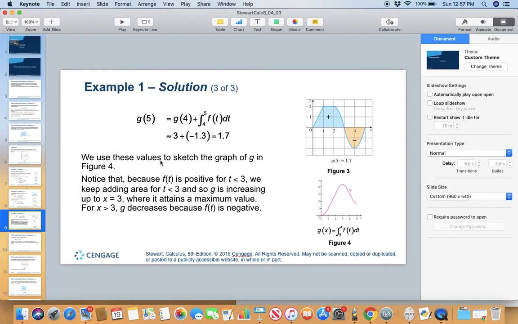So these are the values to sketch the graph of g. At 0, your area was 0. At 1, your area was 1. At 2, the area was 3. At 3, the area was 4.3. At 4, you start reducing. At 5, you have reduced.